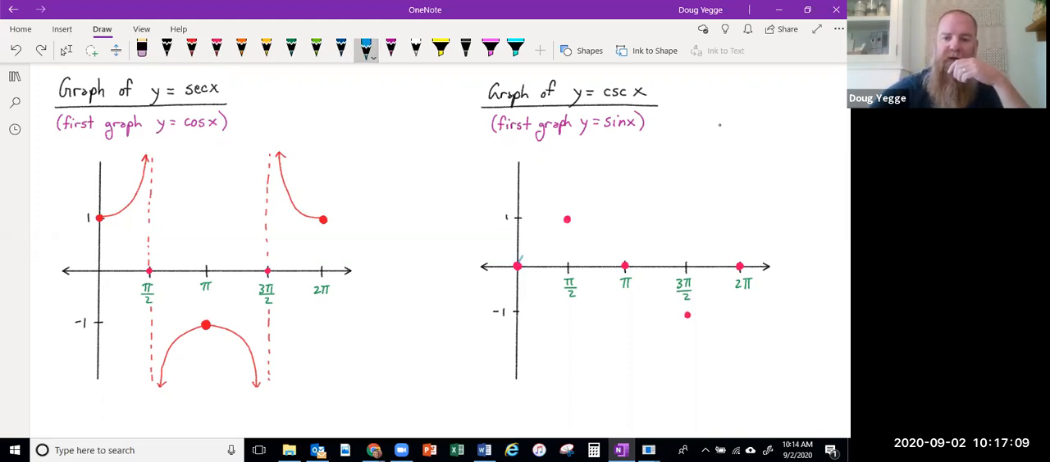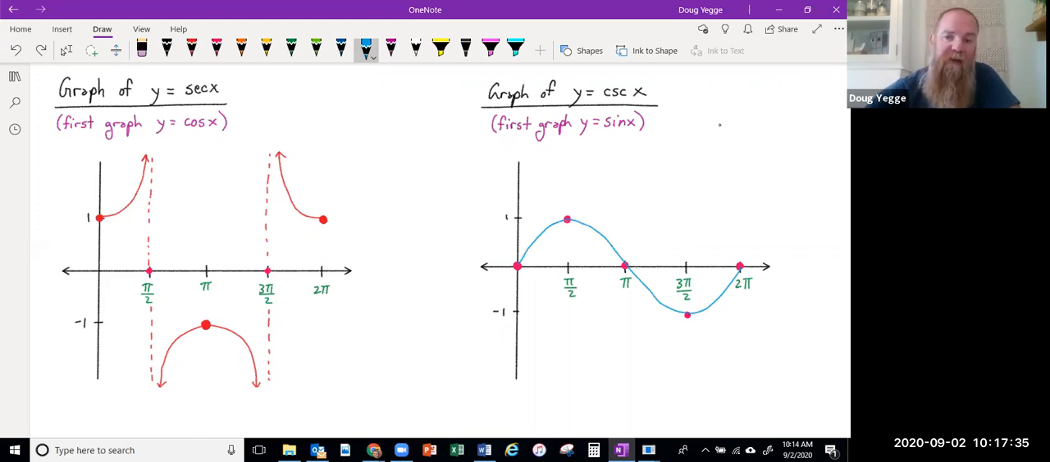So this right here is our graph. It starts at the origin, it curves up, reaches a maximum, curves down, reaches 0, continues to curve to reach the minimum, and then curves back up to 2 pi. So there's a graph of sine x.